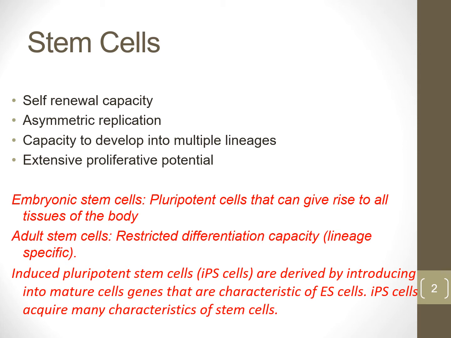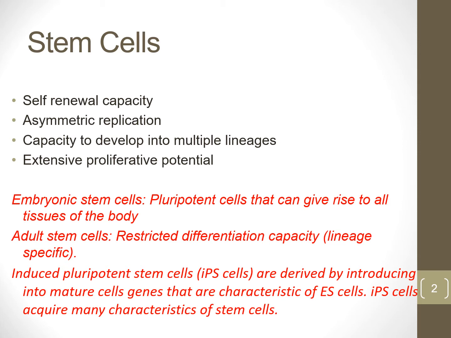Also, they have capacity to develop into multiple lineages. Those are what's called pluripotential stem cells, which means that they can develop into multiple types of cells and different parts of even the embryonic layers, which are the ectoderm, mesoderm, and endoderm. And they have an extensive proliferative potential, which means they can proliferate. They have unstoppable proliferation capacity, and this is related to some features that they have.